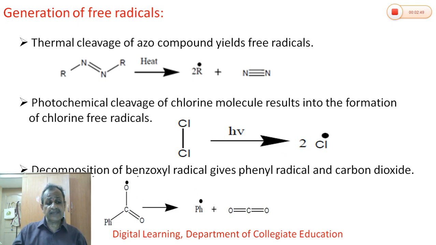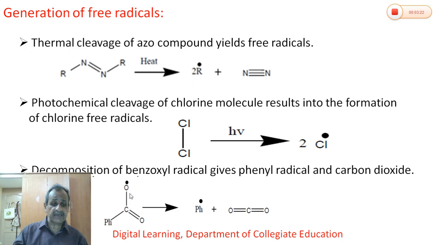Another example, decomposition of the benzoyloxy radical gives phenyl radical and carbon dioxide. It is already a free radical. Again, on further heating, the bond between carbon and this benzene ring is broken homolytically. One electron goes to carbon, one electron goes to the benzene ring. So we get phenyl free radical, and there is one electron on carbon, one electron on oxygen.